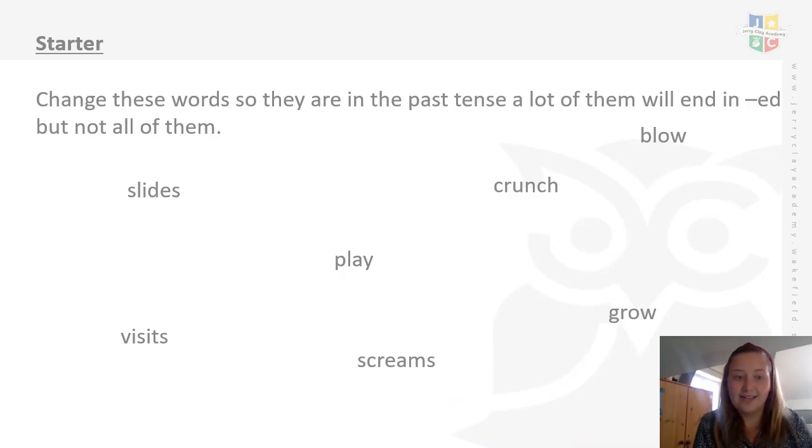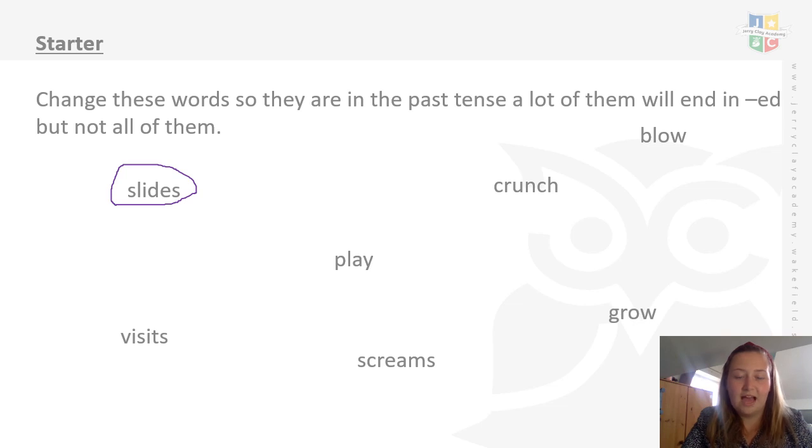Okay, so for our starter today, I would like you to change the words below so that they are in past tense. So that means it's already happened. We'll do the first one together, okay? So we're going to change the words to past tense, and a lot of the time these words will end in ed. Do you remember what we said? Sometimes it makes the t sound. Well, we'll see. Okay, so the first one says slides.